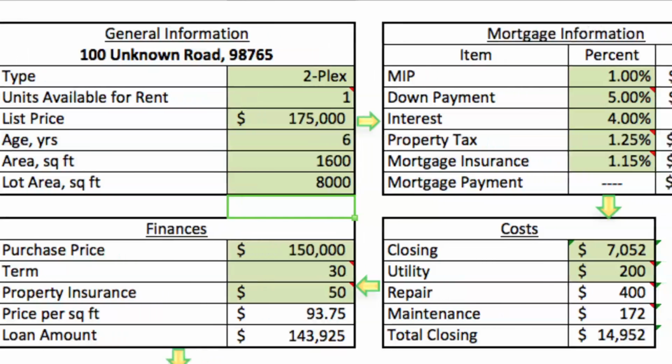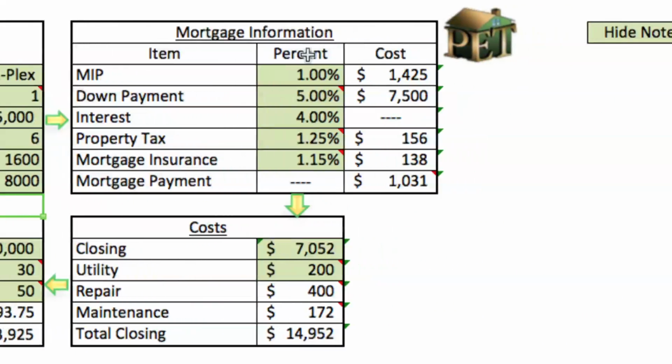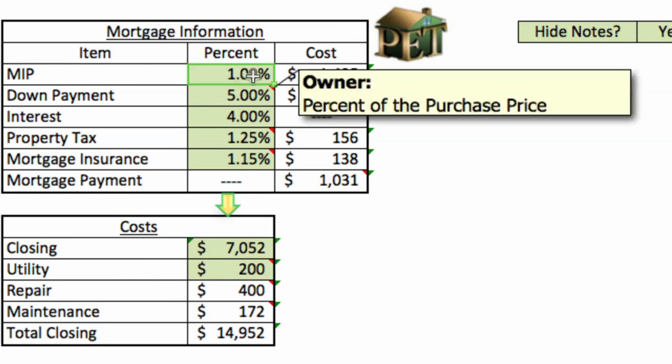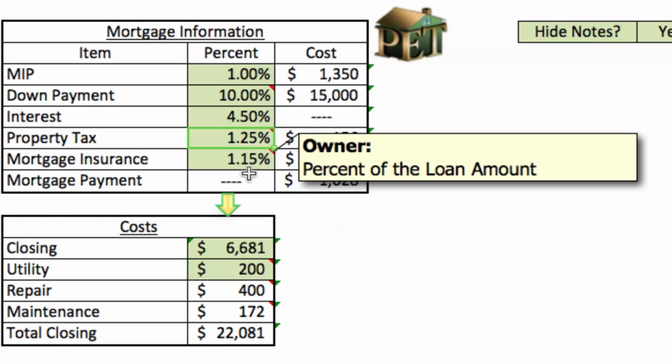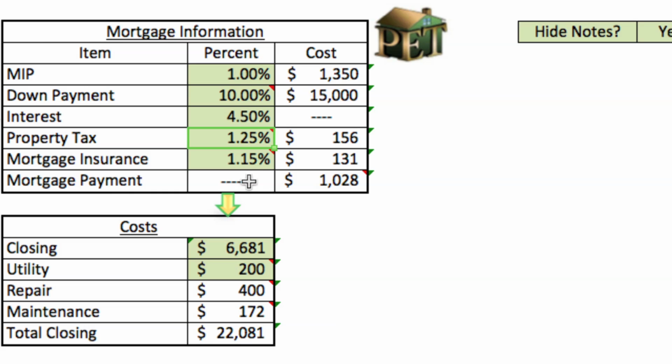Okay, following the arrow, to the mortgage information, but a lot of these things we don't need to change. However, for the down payment, I will put 10% and the interest at 4.5%. These other values, there's no need for those to be changed.